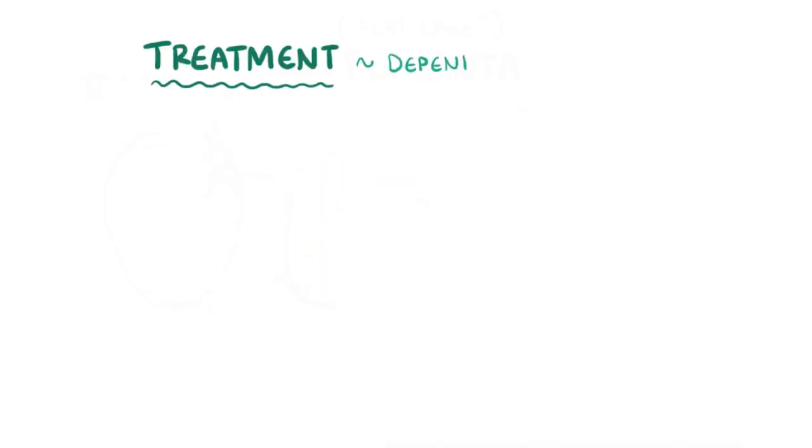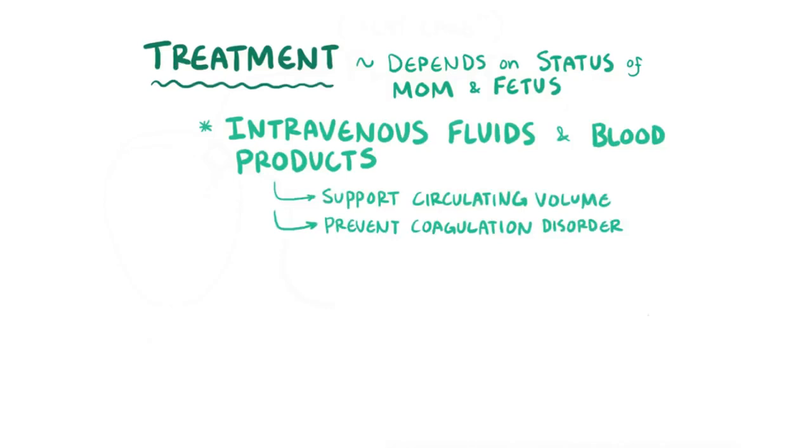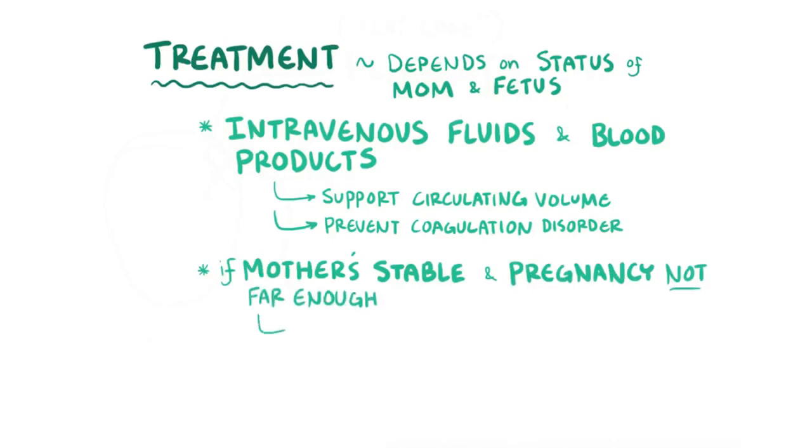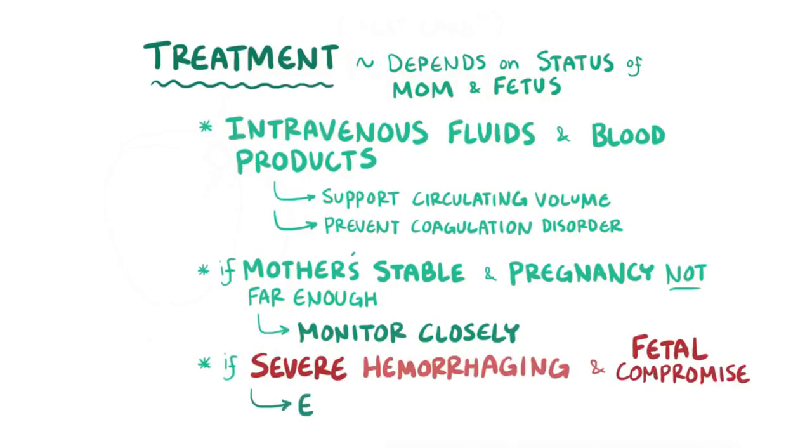Treatment depends heavily on the physiologic status of both the mother and the fetus, as well as the gestational age of the fetus. The main approach is to use intravenous fluids and blood products to support the circulating volume and prevent a coagulation disorder from causing problems. If the mother and fetus are stable and the pregnancy is not far enough along, then it might be ideal to monitor the pregnancy closely while the fetus develops. Alternatively, if the hemorrhage is severe, or if there's evidence of fetal compromise, then an emergency cesarean section might be needed.